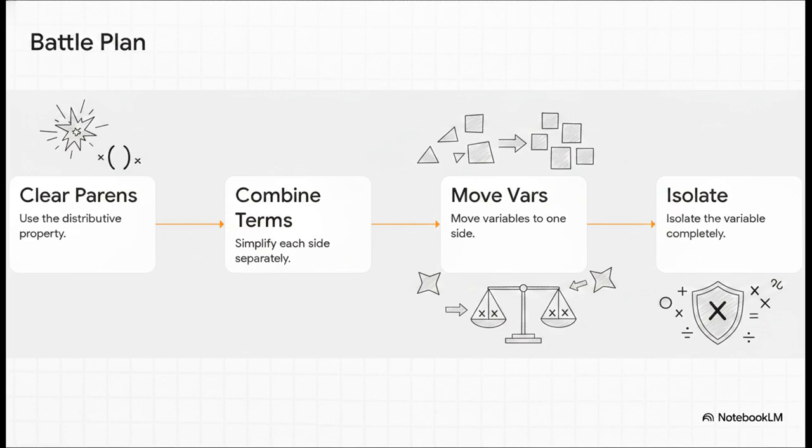Step 2, combine like terms. Look at the left side, then the right side, and clean them up separately. Step 3, move variables to one side. If your unknown x is hanging out on both sides of the equal sign, use addition or subtraction to get them all grouped together. And finally, step 4, isolate the variable completely using your inverse operations. If you follow these 4 steps in order, you can seamlessly dismantle literally any multi-step equation.